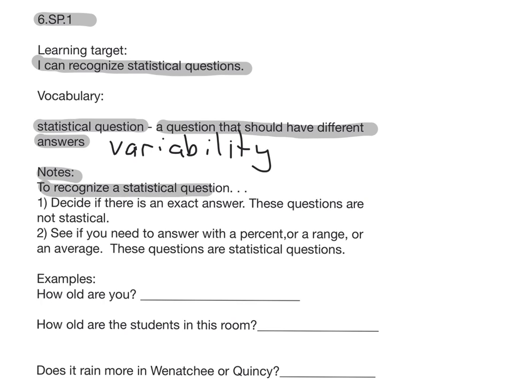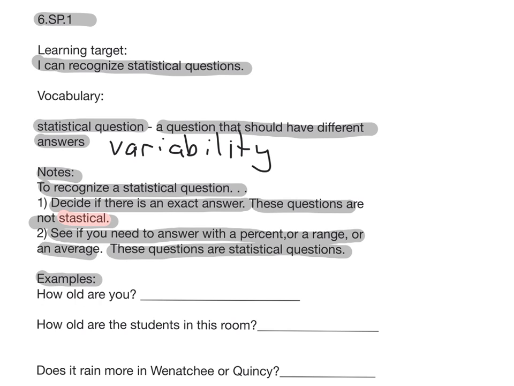To recognize a statistical question, decide if there's an exact answer. These questions are not statistical. Then see if you need to answer with a percent or a range or an average. These questions are statistical. You're going to pay attention to the examples and you'll see what we mean.